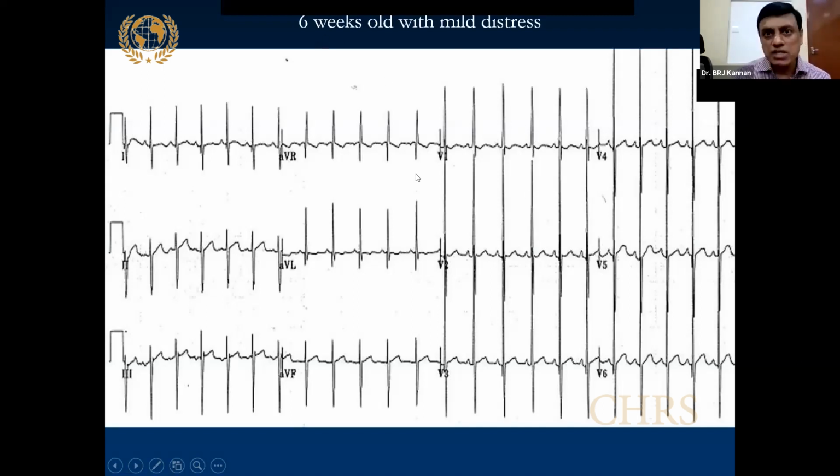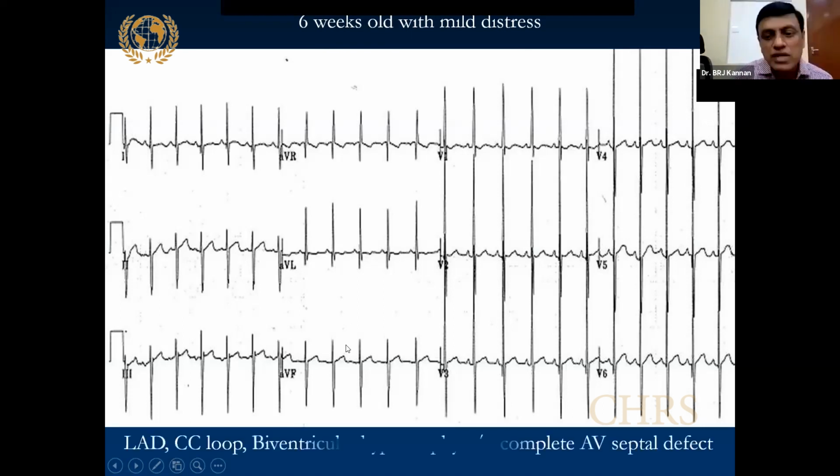A 6-week-old child with mild distress. That means this child is having distress. There is a feature of biventricular hypertrophy, meaning thereby there could be some post-tricuspid shunt. When clinically there is some post-tricuspid shunt, and with that there is this counterclockwise loop and left axis deviation, it's very specific for the diagnosis of complete AV canal defect. You know, this cannot be a simple VSD, this cannot be a simple PDA, this cannot be a simple AP window. Because of the left axis deviation and counterclockwise loop, it's more in favor of complete AV canal defect.